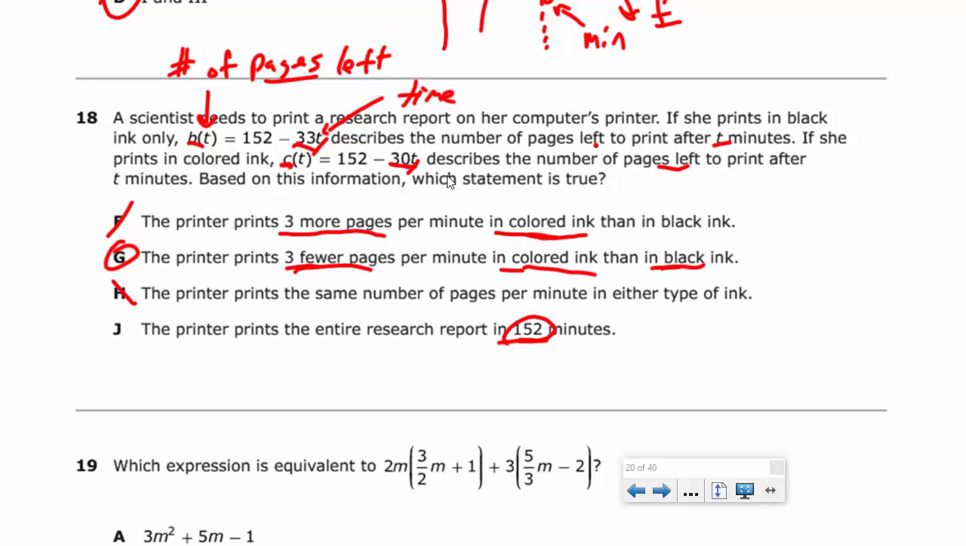That doesn't make sense because if I plug in 152, you're going to be able to print way more pages than that. Okay, it's not going to take 152 minutes to print the report. It's going to take far less than that. It doesn't make sense for either colored or black ink. So this answer is not really what we're looking for.